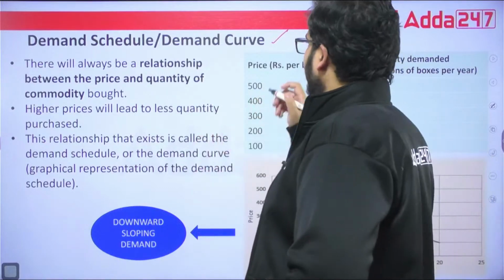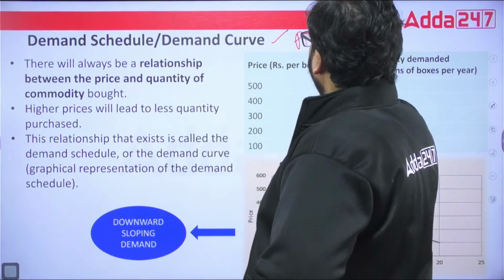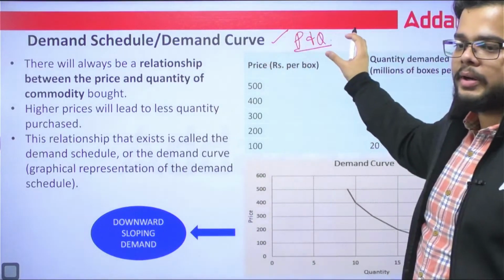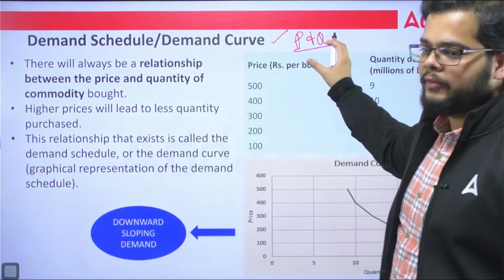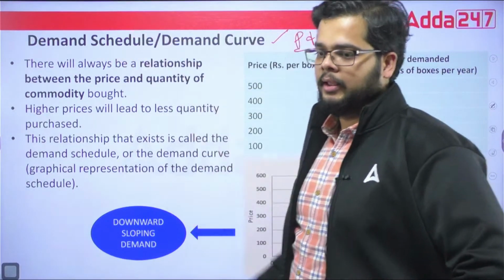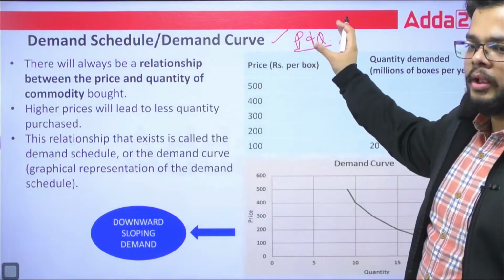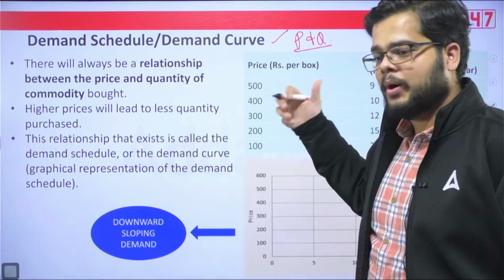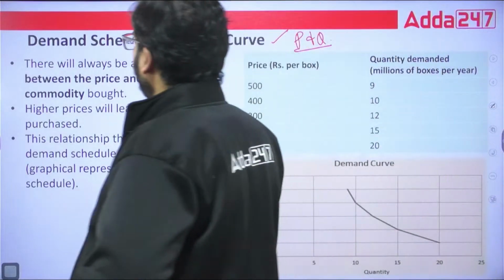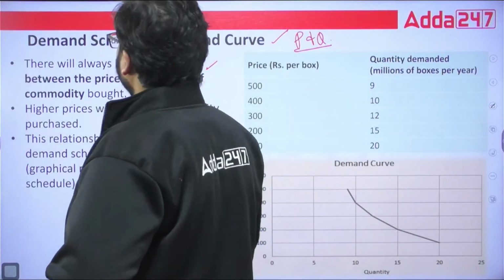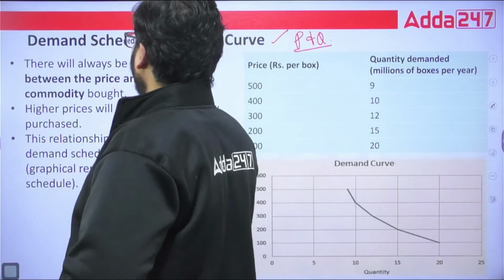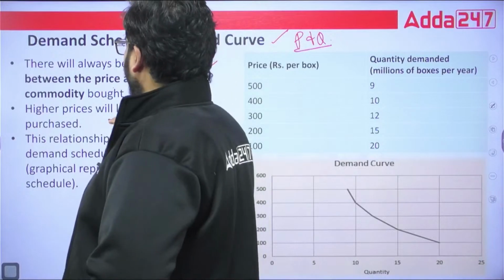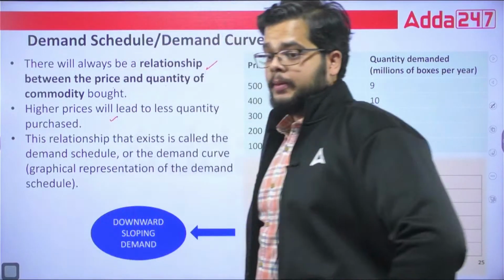So we will see how price and quantity behave when we are talking about the demand side. Then we will see how these two components, price and quantity, behave when we talk about supply. So first, demand schedule. There will always be a relationship between the price and quantity of a particular commodity. That's the basic. Higher prices will lead to less quantity purchased.